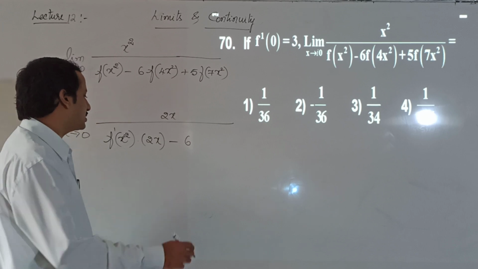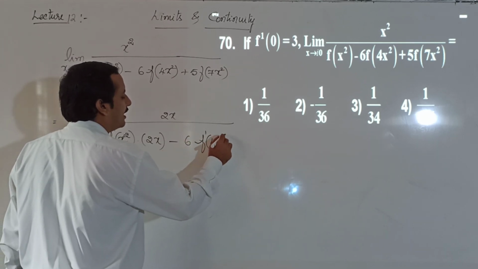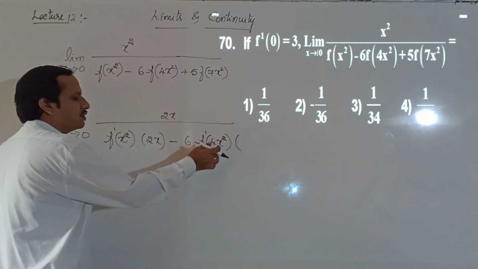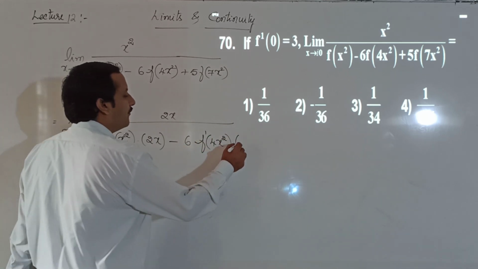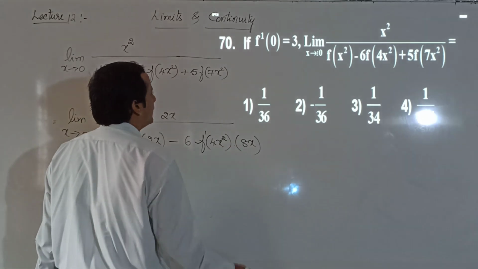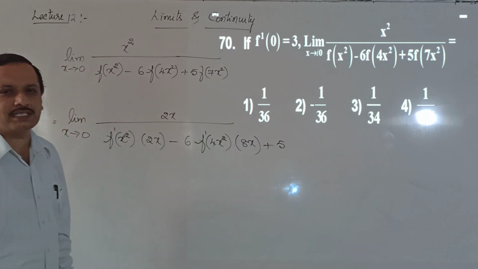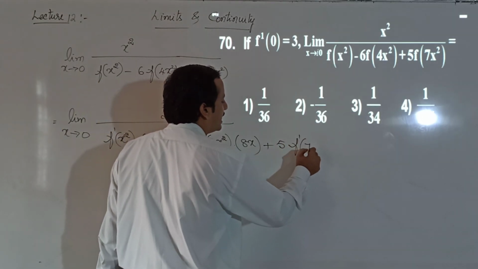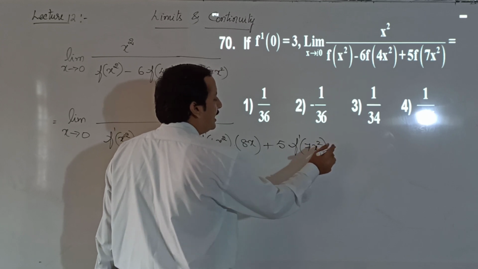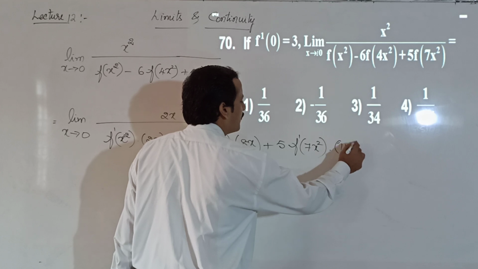Derivative of f of 4x square is f dash of 4x square into the derivative of 4x square. Derivative of 4x square is 8x. Plus 5 into, here we have f of 7x square. Derivative of f of 7x square is f dash of 7x square into the derivative of 7x square. Derivative of 7x square is 14x.